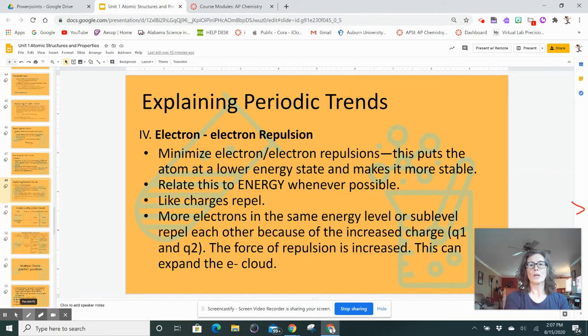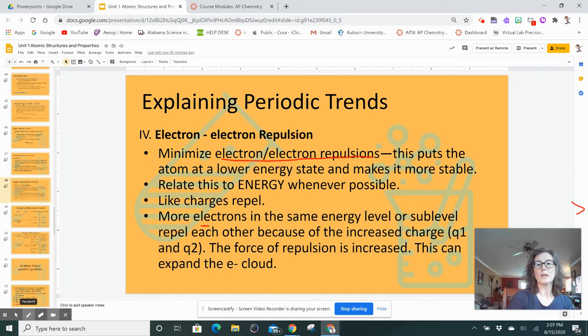All right. Electron-electron repulsion. We can minimize electron-electron repulsions. This puts the atom in a lower energy state and makes it more stable when we reduce electron-electron repulsions, because opposite charges attract, like charges repel. So if we can reduce those like charges, those electron-electron repulsions, then we'll be in a lower energy state.